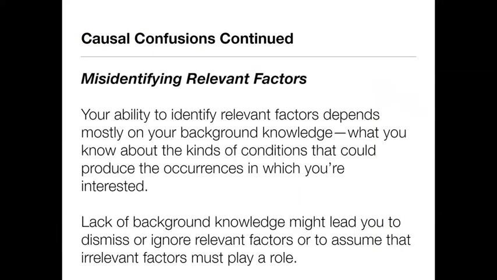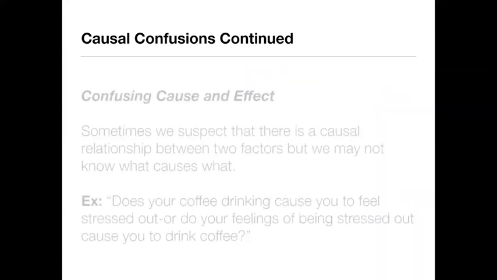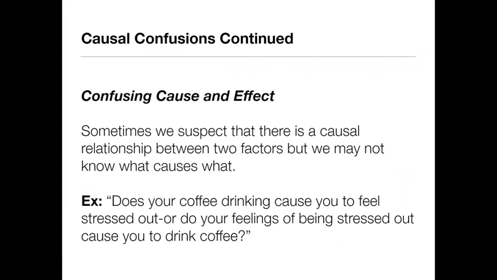So for misidentifying relevant factors, your ability to identify relevant factors depends mostly on your background knowledge, what you know about the kinds of conditions that could produce the occurrences in which you're interested, so that can help. And a lack of background knowledge might lead you to dismiss or ignore relevant factors or to assume that irrelevant factors must play a role. Confusing cause and effect, as I just mentioned.